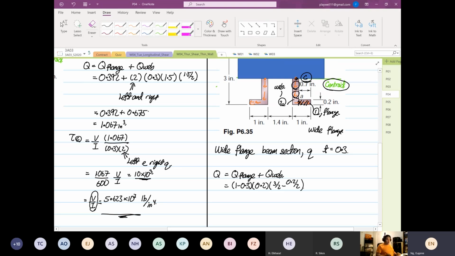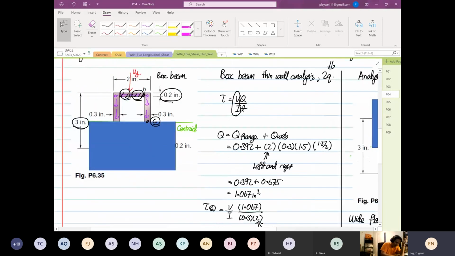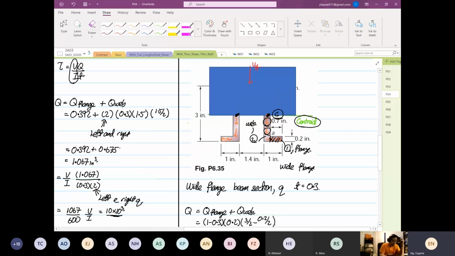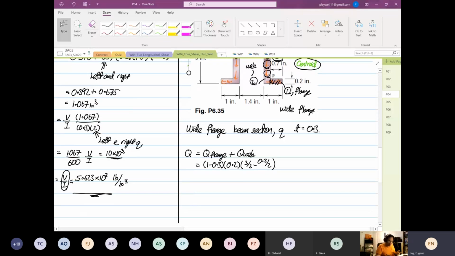Now, what is critical is I don't need to multiply by 2. Because the Q starting from here is independent from the Q on the left-hand side. They don't have the same point of origin. When it's a box beam, there is a common point of origin. When it's a wide flange, there's no common point of origin. One is from the left, one is from the right. That's why you don't need to multiply by 2. Okay, that's where you have to be very clear.